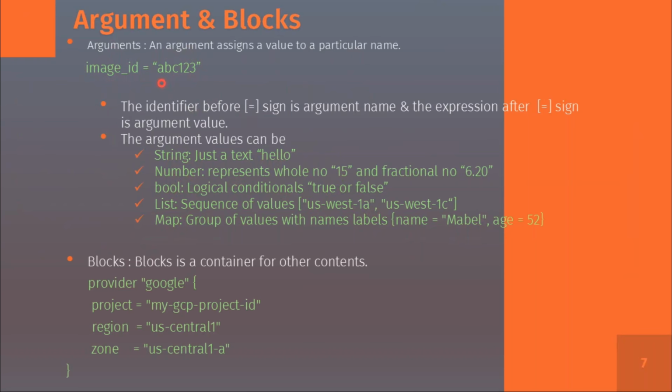What is a block? A block is a container for multiple components. Suppose if you see here, this is a provider block. With the help of the provider block, we are going to communicate with Google Cloud Platform. Each block starts with an open brace and ends with a close brace. Inside this, we have multiple components. These we can call arguments. Each one is an argument having an argument name and argument value, as discussed above.